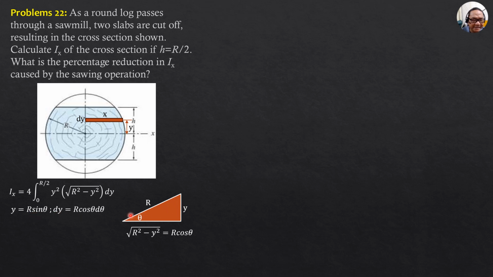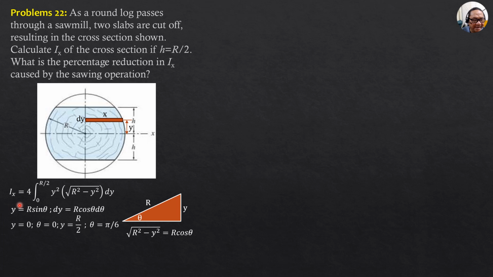So this adjacent side of theta of this triangle is square root of r squared minus y squared, which is simply r cosine theta. And we change limits. When y is 0, sine theta equals 0 over r, so 0. Arc sine of 0 is 0. When y is r over 2, r over 2 over r is 1 half. Inverse sine of 1 half is 30 degrees, or pi over 6 in radians. It should be in radians, pi over 6.